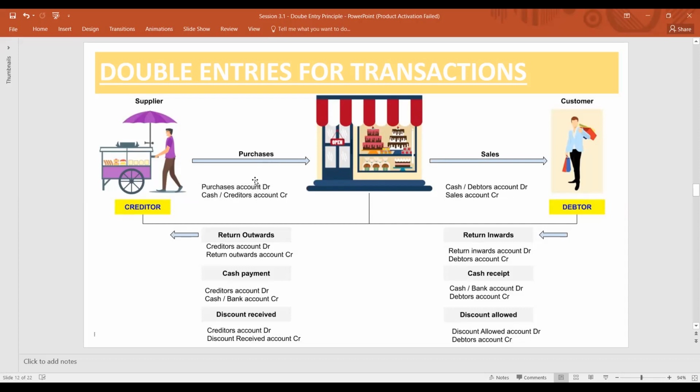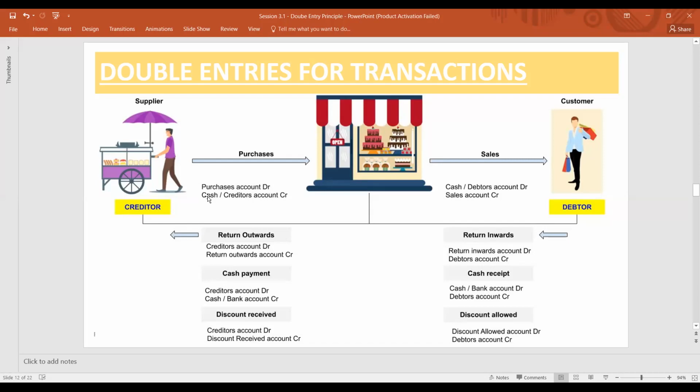If we are purchasing on credit, the supplier becomes a creditor. And if we are selling on credit, the customer becomes a debtor. So the first double entry that you need to understand is purchases. Purchases account debit, creditors account credit. Purchases means it is an expense. Okay, we purchase.